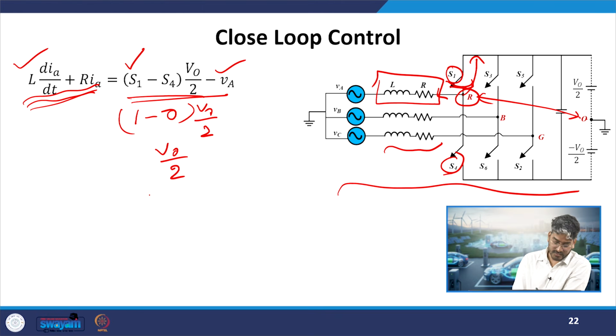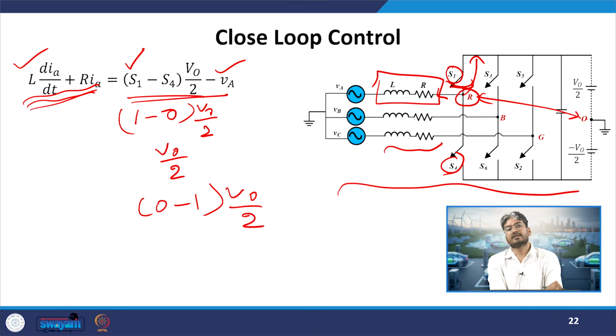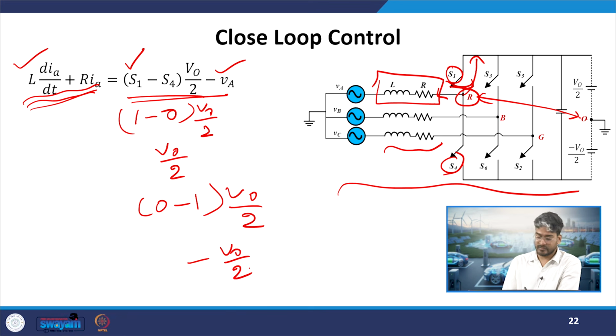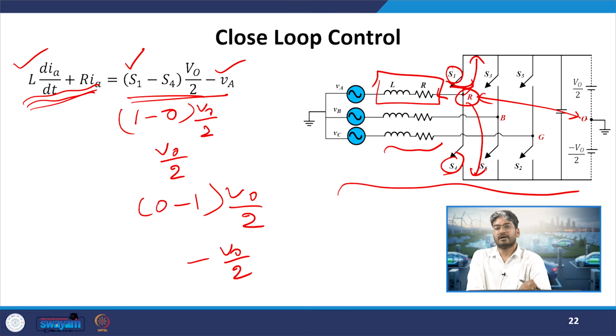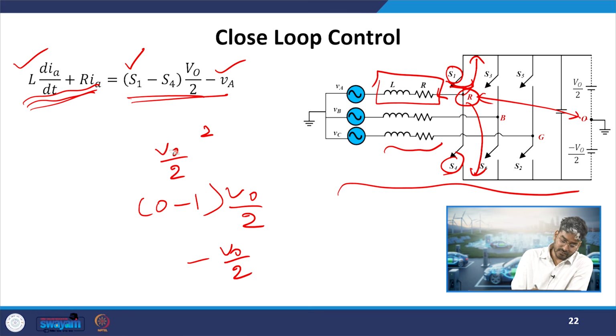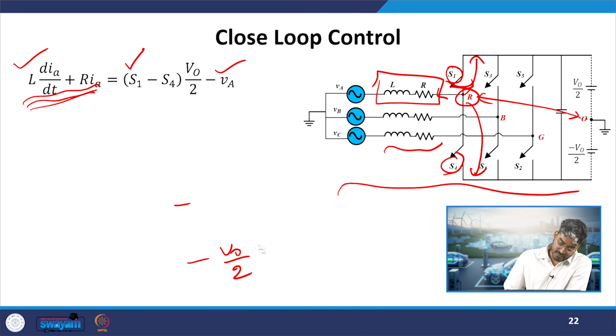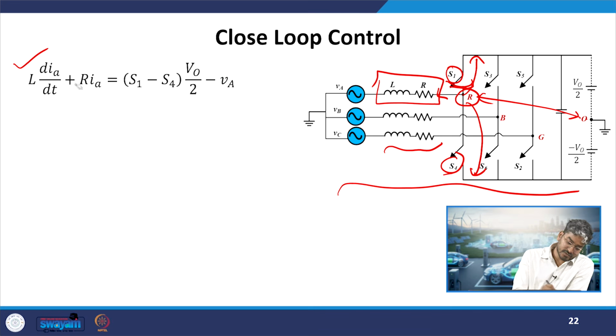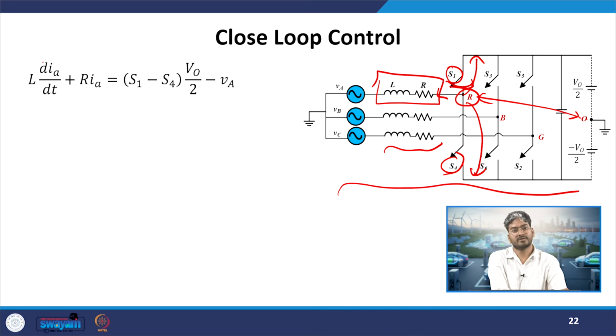Now, suppose the complementary condition is true: my switch S4 is on because my modulating signal is less than the triangular signal, that is, the triangular signal has a higher amplitude. At that time I will be turning on S4, so that negative voltage is applied. The resultant will be minus V0 by 2. In the same way, that point will be connected to the negative bus, and my VRO potential in this case will be equal to minus V0 by 2. That is what we have written in terms of S1 and S4. They will be replaced with a status of 1 when the particular switch is on, and with 0 when the particular switch is off.